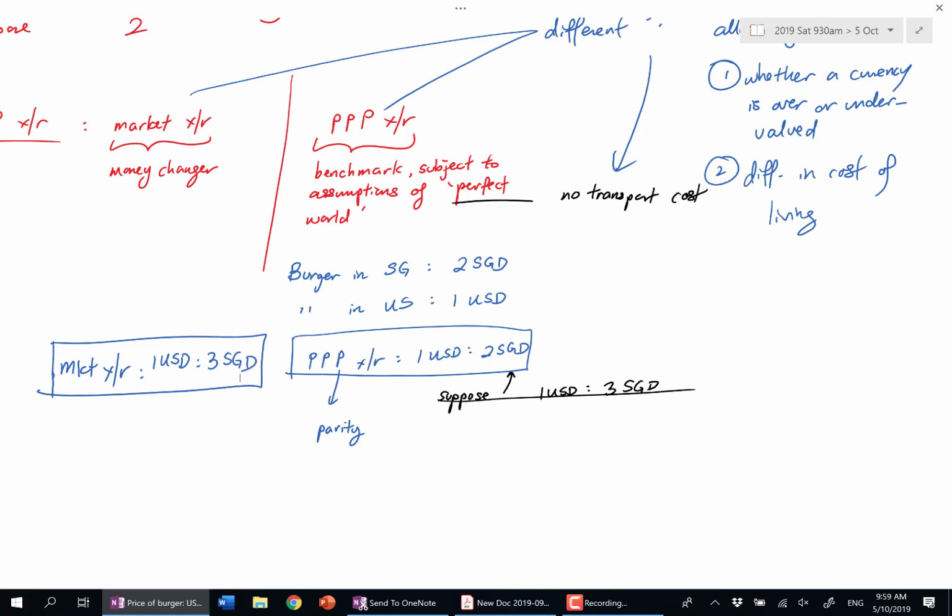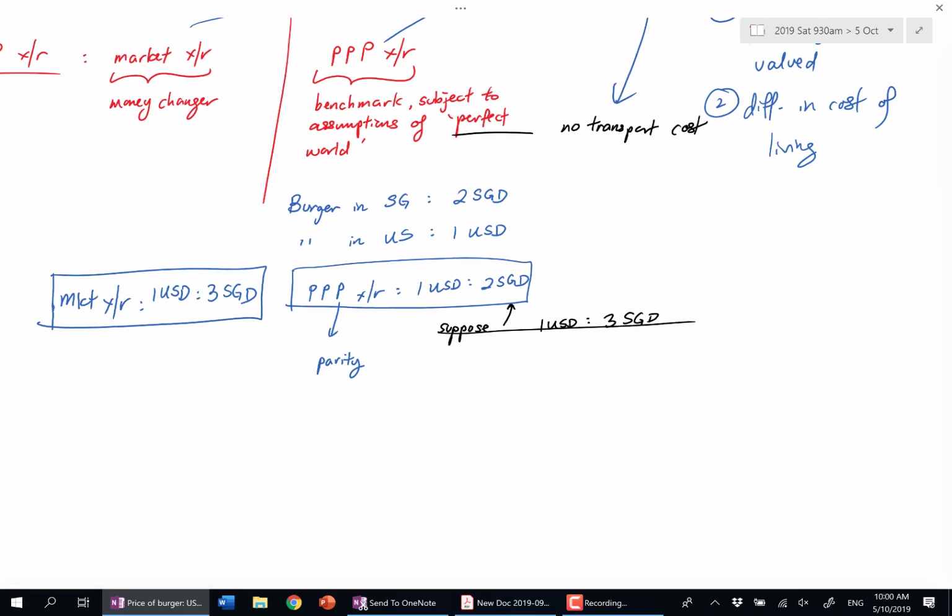So in terms of the benchmark, 2 Sing dollar is enough to get you $1. But in the real world, you need 3 Sing dollar to get $1. So in the real world, Sing dollar is undervalued. We don't use the word true, I'm just saying the PPP value is 2 Sing dollar should get you $1. But now it doesn't. So Sing dollar is undervalued.